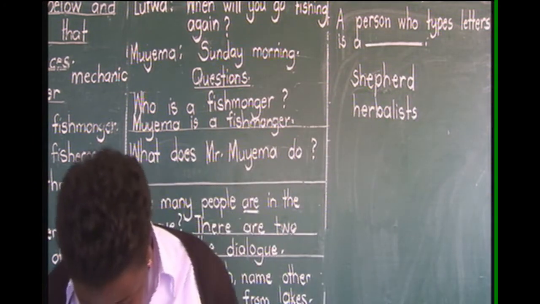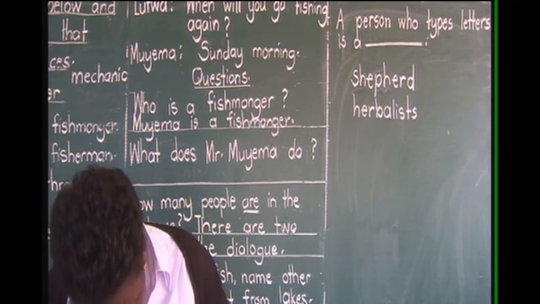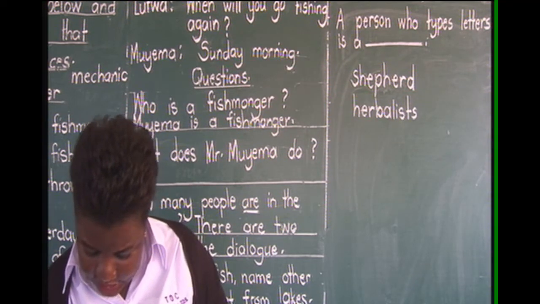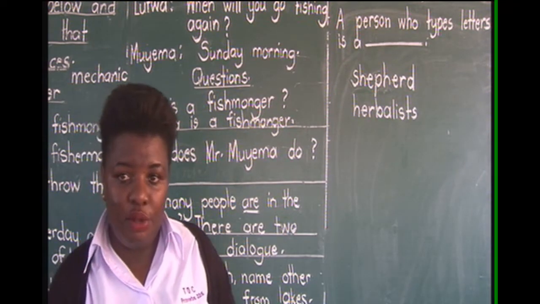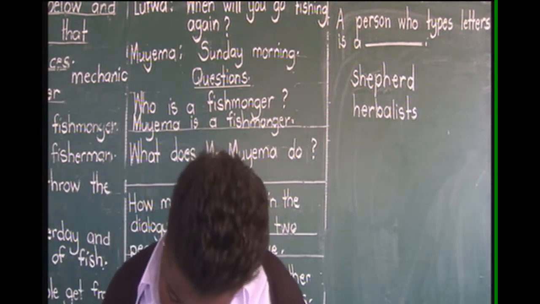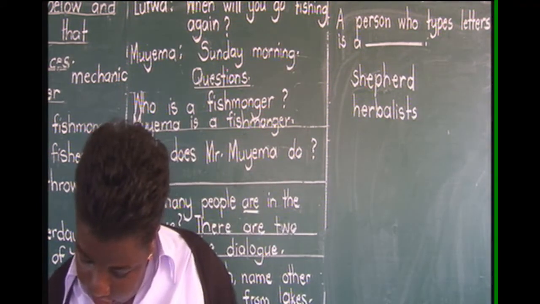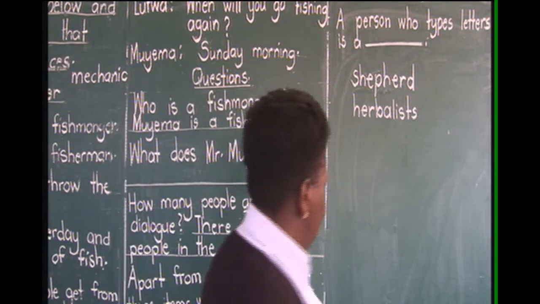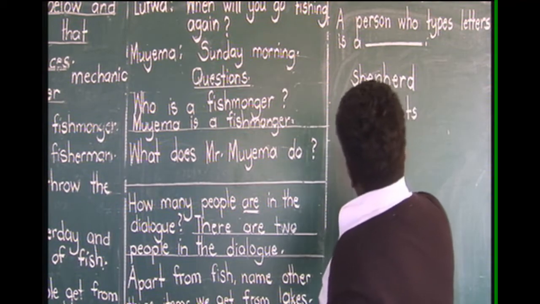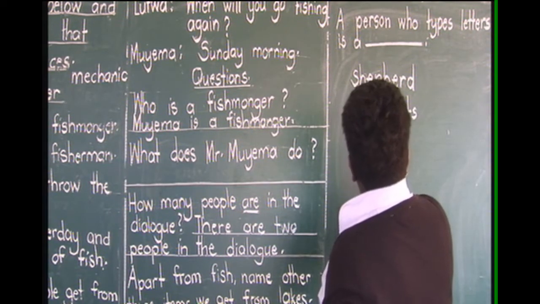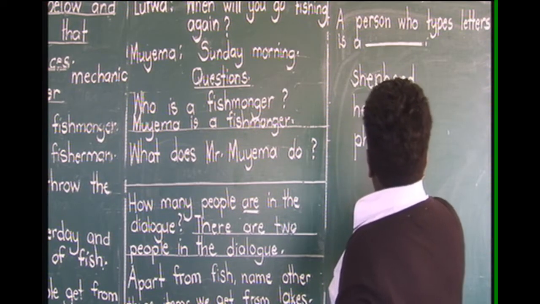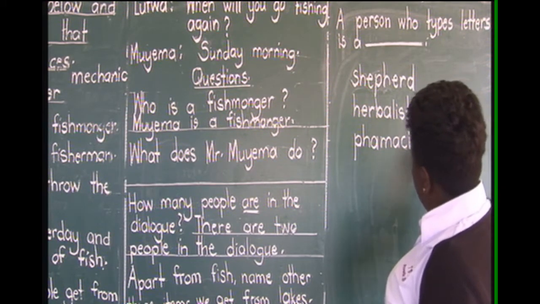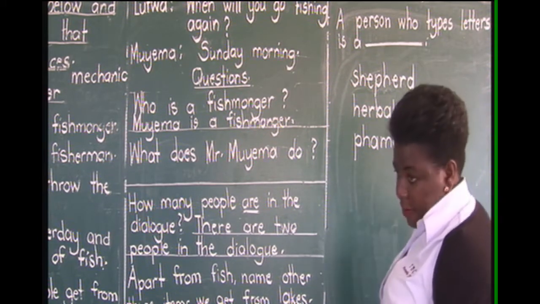The next one we have, I sell medicine and ointments. I sell medicines and ointments. I believe you've ever gone to those shops that sell medicine and ointments. And that shop is called a pharmacy. But the person who sells things there is a pharmacist. Pharmacist. That is a person, but the place is a pharmacy.